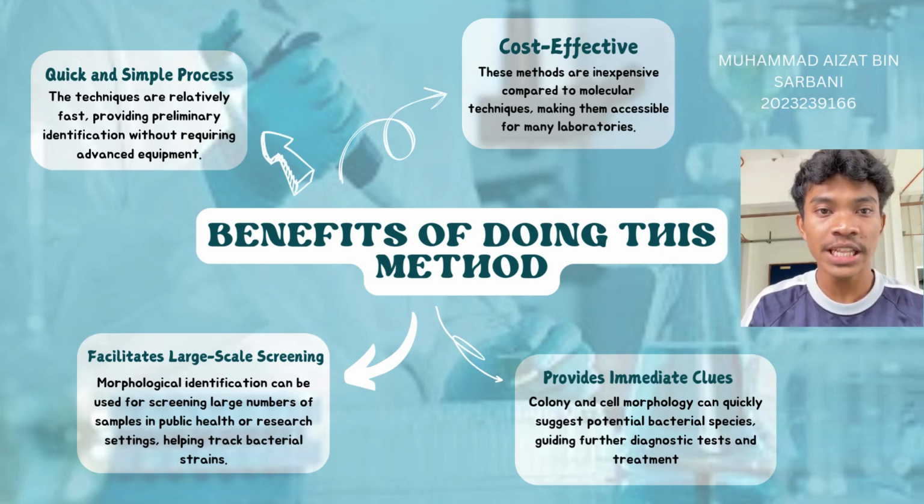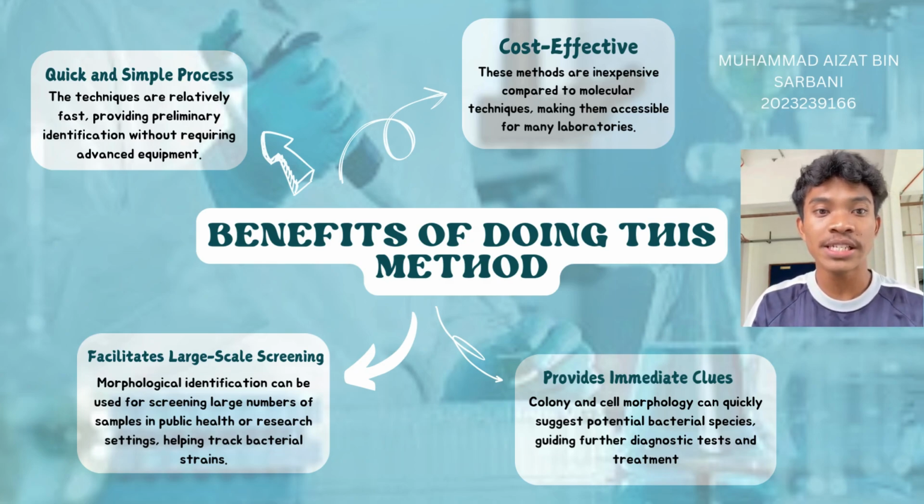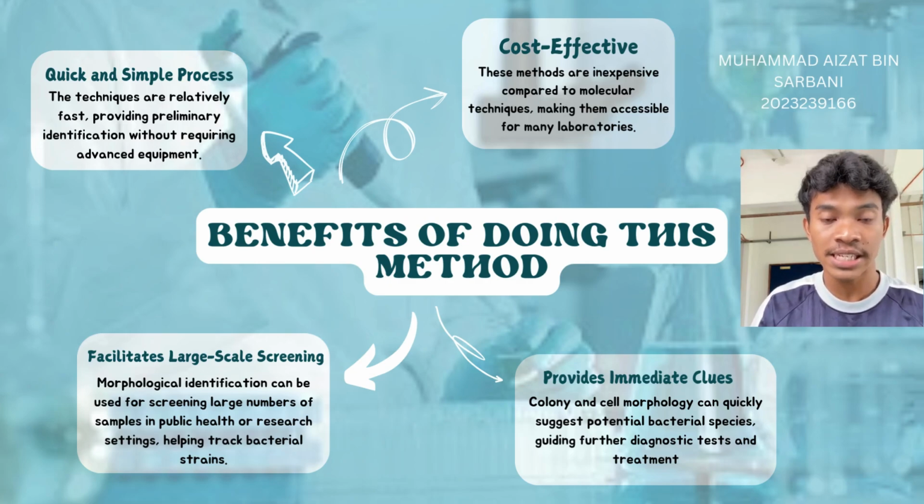Thirdly, facilitates large-scale screening. Morphological identification can be used for screening large numbers of samples in public health or research settings, helping track bacterial strains. Lastly, provides immediate clues. Colony and cell morphology can quickly suggest potential bacterial species, guiding further diagnostic tests and treatment.